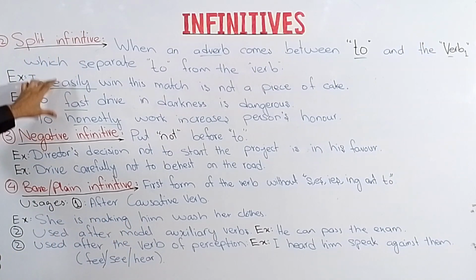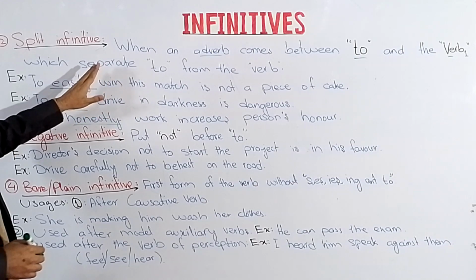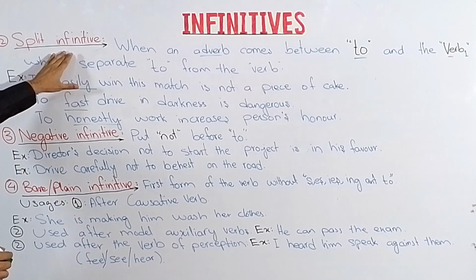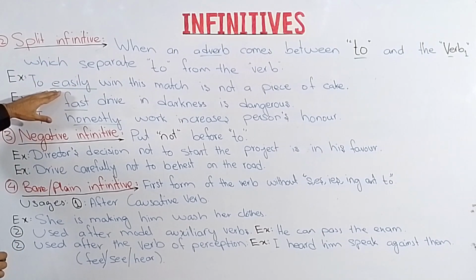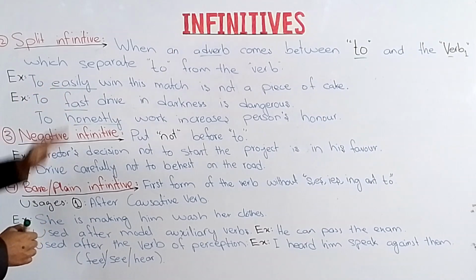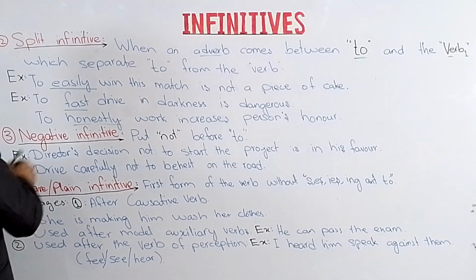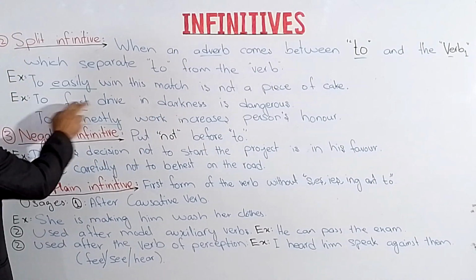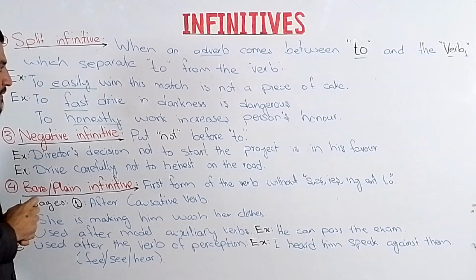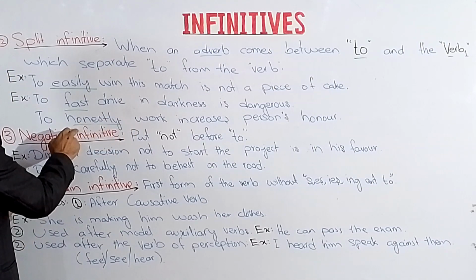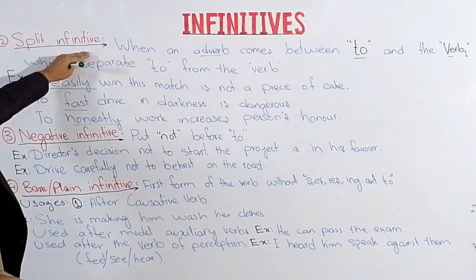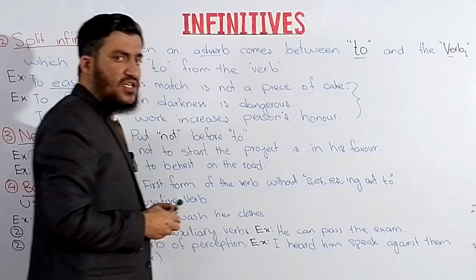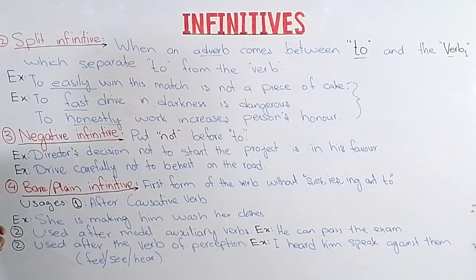अच्छा, about the split infinitive there is a debate in between the grammarians. Some of them say that it is the correct way of writing and some of them reject this way of writing. वो कहते हैं कि स्प्लिट इन्फिनेटिव नहीं किया जाता बल्कि हम ऐसा ही लिखते हैं, to win this match is a piece of cake, to drive fast in darkness is dangerous, to work honestly. मतलब ये कहते हैं कि split infinitive is the wrong way of writing, but there is a debate, either you want to write it as correct or you don't want to write.